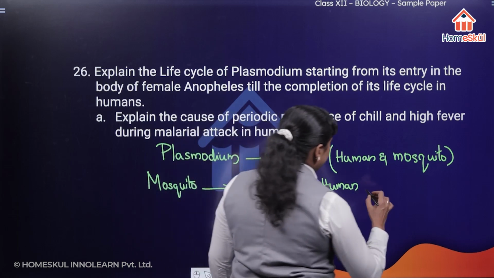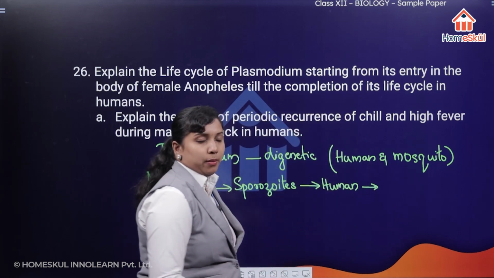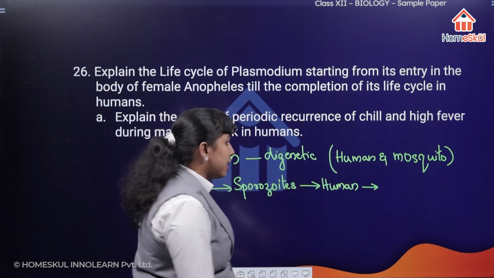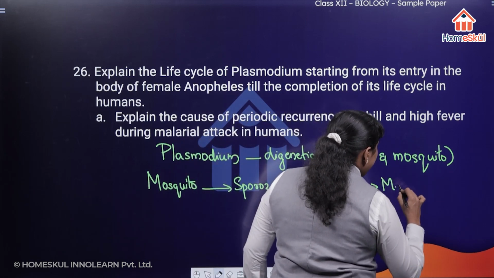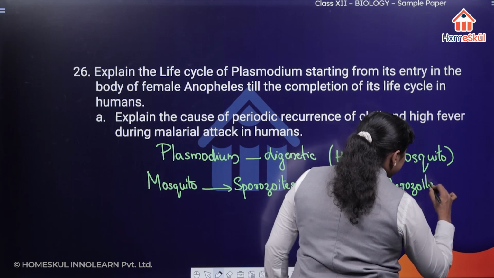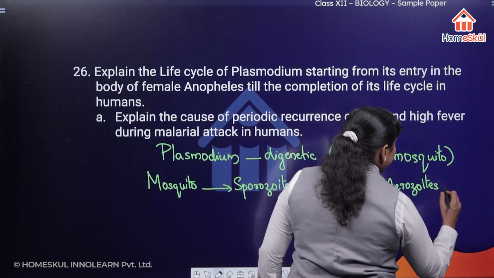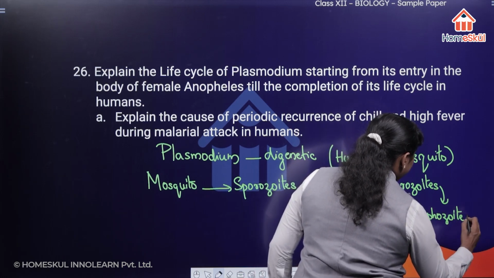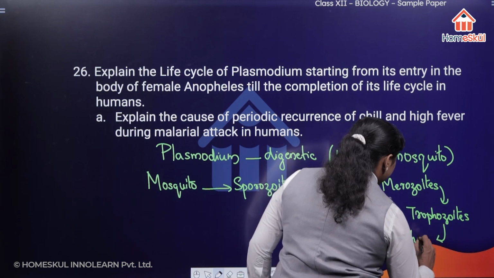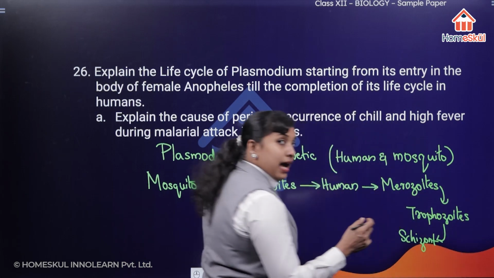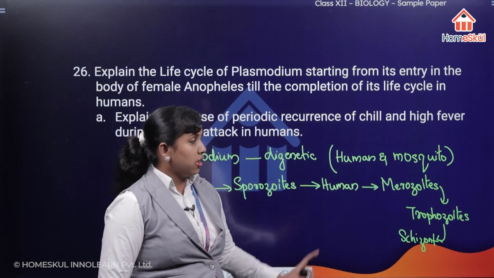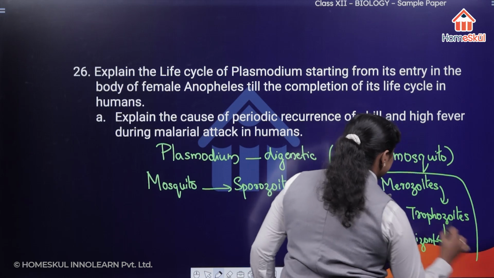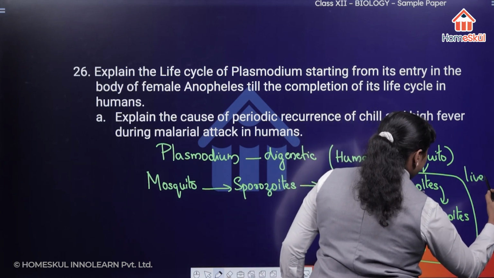Okay, and there inside the human body, we can show it like this. Inside the human body, these sporozoites will undergo gradual development to form certain stages known as merozoites. Okay, then they will produce trophozoites and schizont. So these are the asexual life cycle of this sporozoite, and it takes place inside the liver. Everything is happening inside the liver. Okay, inside the liver only.